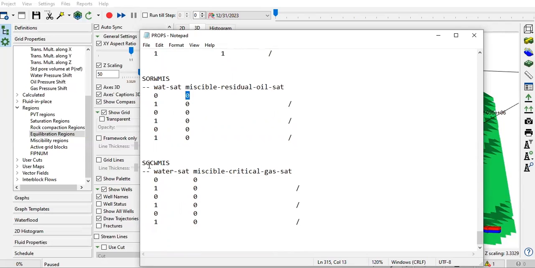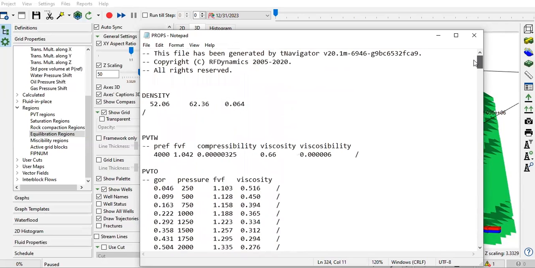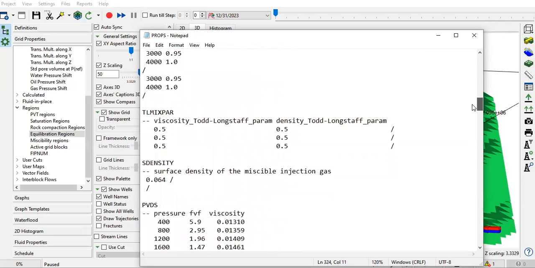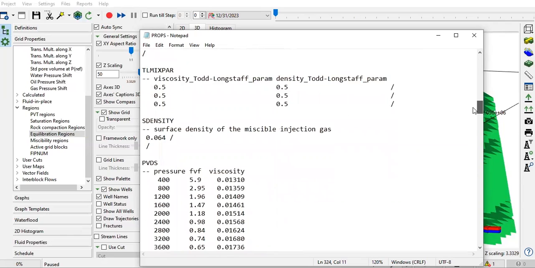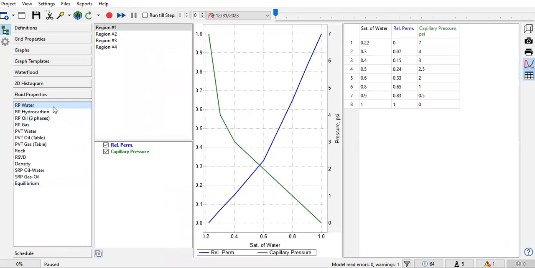And this is water saturation and miscible critical gas saturation. So as you can see, this is very important. The property section is very, very important for enhanced oil recovery simulation or solvent injection simulation. Okay. And then we check the fluid properties here. So you see here we have 4 regions, right? As per the dataset.